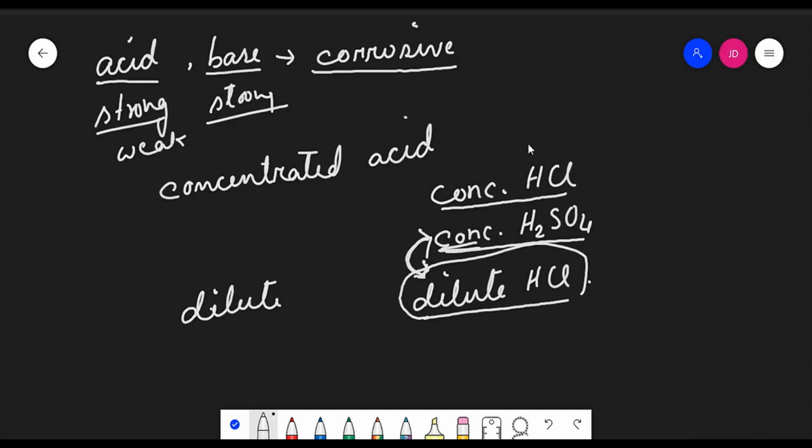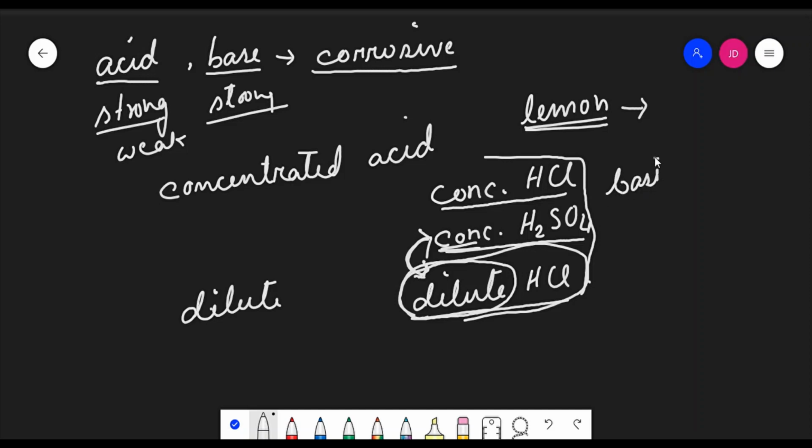So let us look at two weak acids. I'm not using the word dilute, I'm saying weak because they are generally very weak and will not harm you that much. One weak acid found in lemon, our citric acid, and one generally very weak basic, our soap. I'm not calling it a base, I'm calling it basic. Basic meaning it is not exactly a base.